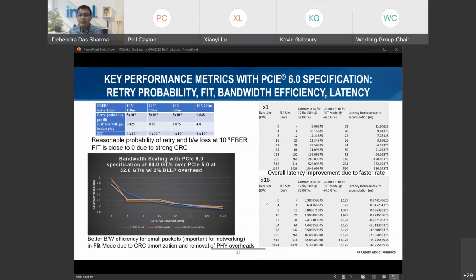So these are the key metrics, right? What you see on the top left is the retry probability. And as you can see in the last column, FBER at 10 to the power minus 5, your retry probability gets into unreasonable numbers. So we fixed the FBER at 10 to the power minus 6, right? Everything is about, if you want low latency, you need to have some stringent requirements. So we don't do 10 to the power minus 4, right?